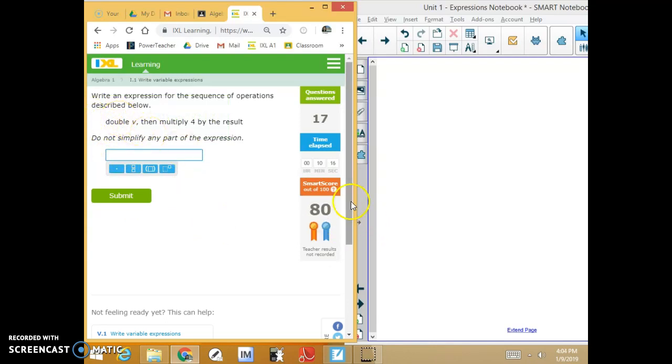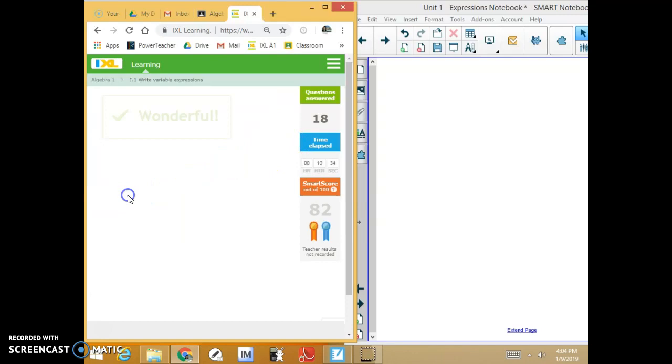Okay, moving right along, I'm at an 80, so I'm going to go up to a 90. So it says double V, then multiply 4 by the result. So double is times 2, so 2V, and then multiply 4 by the result. So times 4, 2V times 4.